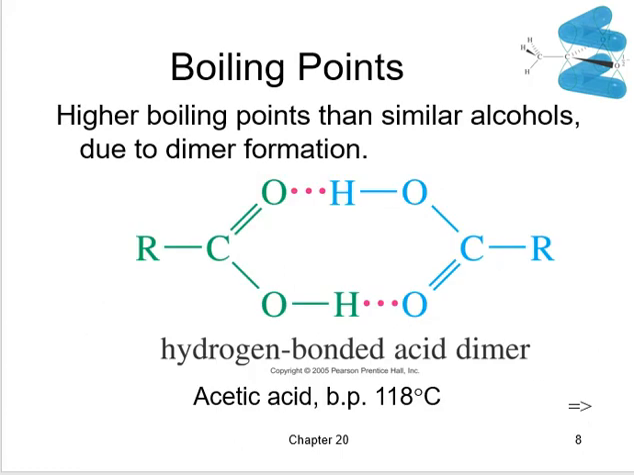Boiling points: higher boiling points than similar alcohols due to dimerization. Here you can see the hydrogen bonds. So the two carboxylic acids are joined together through hydrogen bonds, for example acetic acid.